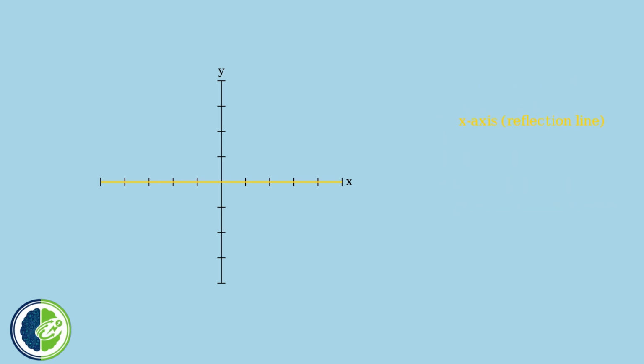Let's start with reflecting over the x-axis. The x-axis is our horizontal line of reflection. Here's our original triangle above the x-axis. When we reflect over the x-axis, the x-coordinates stay the same, but the y-coordinates change sign. Watch as we measure the perpendicular distance from each point to the x-axis, then mark the reflected points at equal distances on the opposite side.